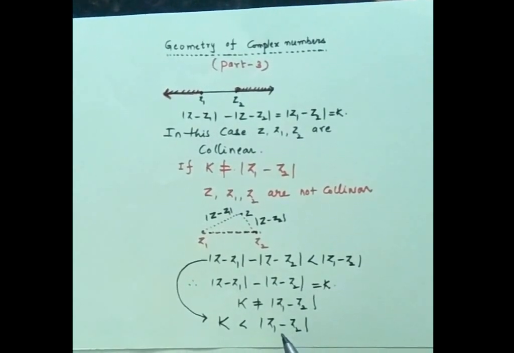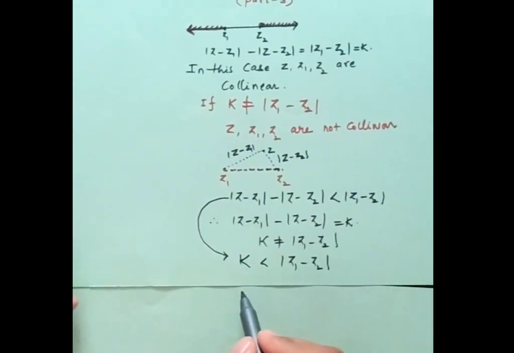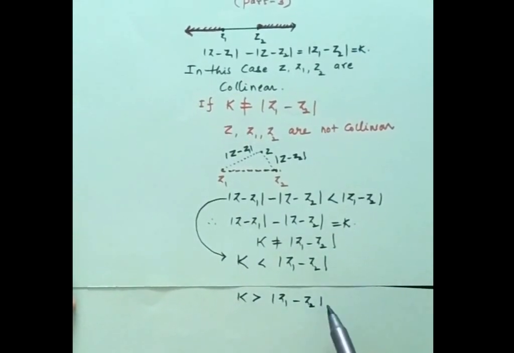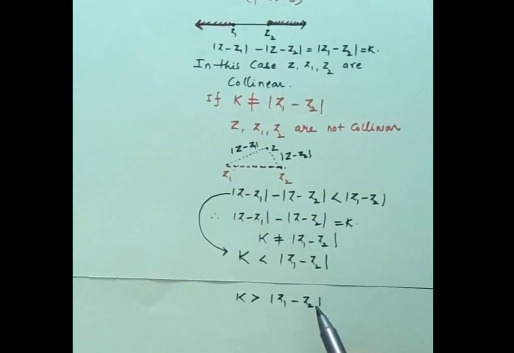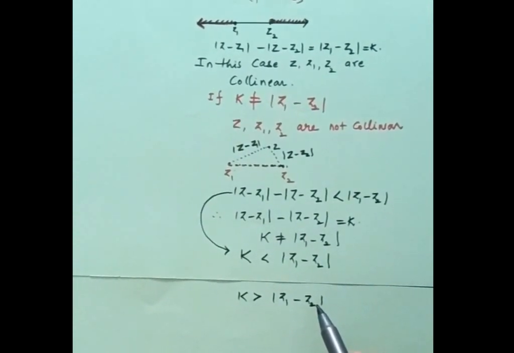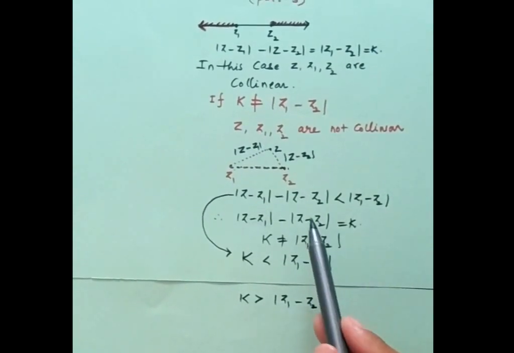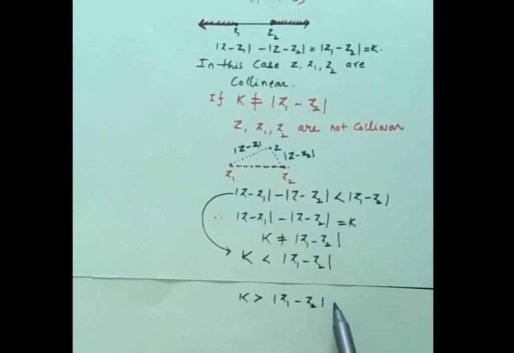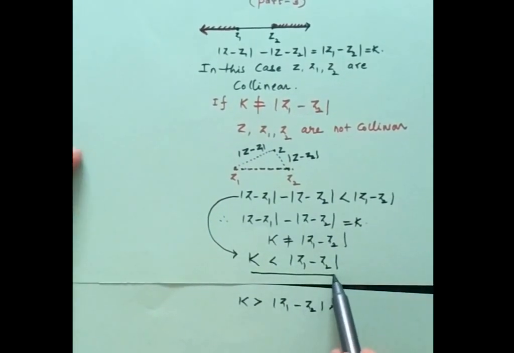Now we may get a doubt: if k is greater than modulus of z1 minus z2, what happens? We would be saying that the difference of any two sides is more than the third side, which is obviously wrong. Therefore there is no such point satisfying the condition that modulus of z minus z1 minus modulus of z minus z2 is greater than modulus of z1 minus z2. So we omit this case. Now we will discuss k less than modulus of z1 minus z2.